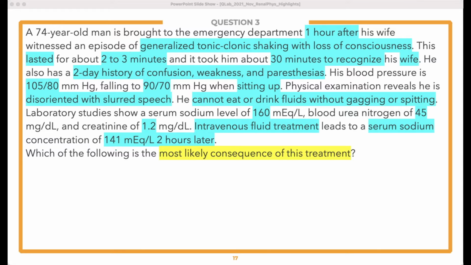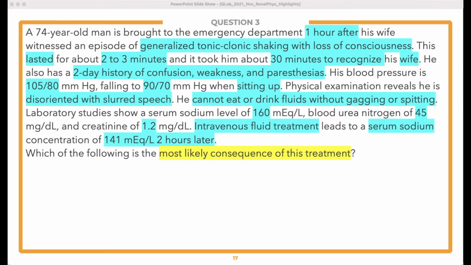They then tell us about what had been going on leading up to that event, a 2-day history of some other things. So that's important, right? What was happening leading up to that event? You definitely want to make note of that, okay? They then give us some information about vital signs and physical exam findings. They say that he can't eat or drink without gagging or spitting, okay? And then they give us some important lab studies, okay? So you definitely want to make note of that.